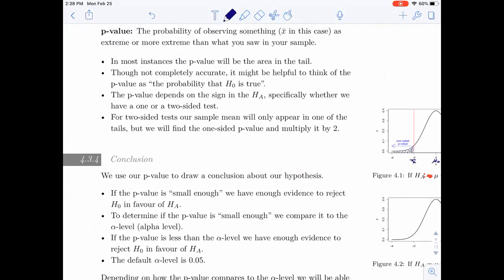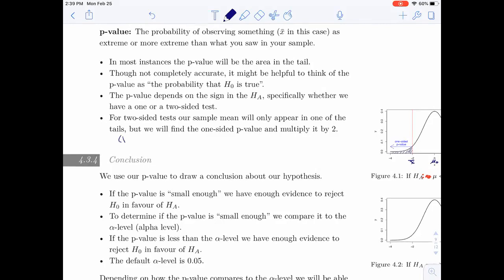So for two-sided tests, our sample mean will only appear in one of the tails, but we will find the one-sided p-value and multiply it by 2 to get the two-sided p-value. I'll add that, to get the two-sided p-value. It's kind of implied, but.